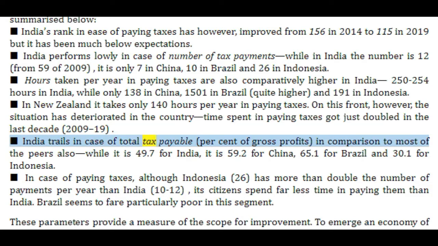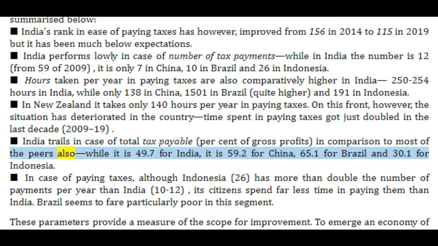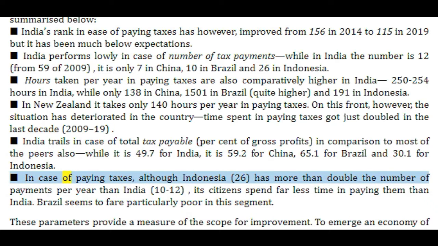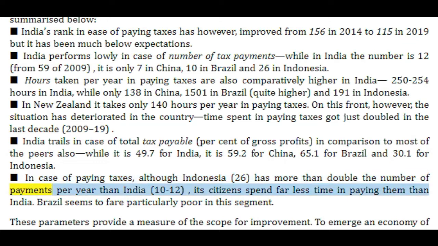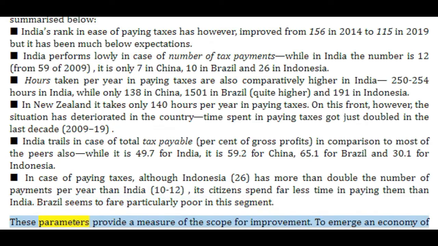India also trails in total tax payable as a percent of gross profits in comparison to most of its peers: it is 49.7 for India, 59.2 for China, 65.1 for Brazil, and 30.1 for Indonesia. In case of paying taxes, although Indonesia, 26, has more than double the number of payments per year than India, 10 to 12, its citizens spend far less time in paying them than India. Brazil seems to fare particularly poorly in this segment. These parameters provide a measure of the scope for improvement.